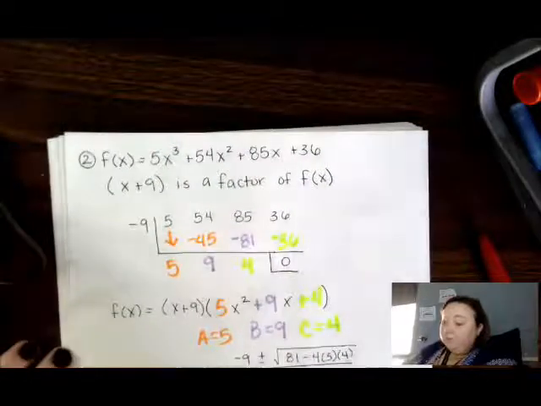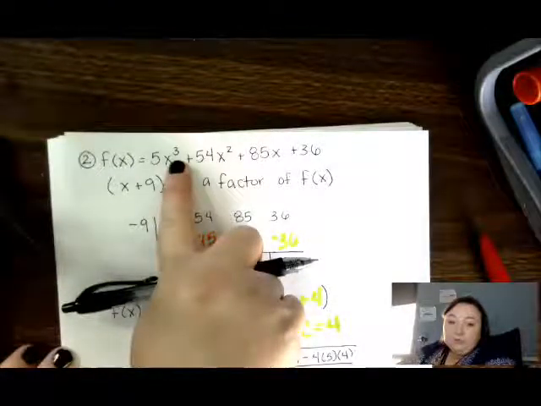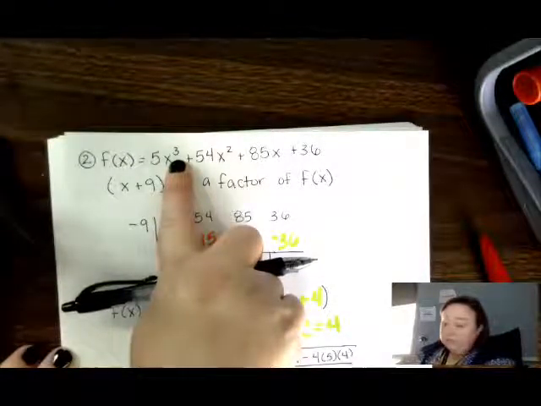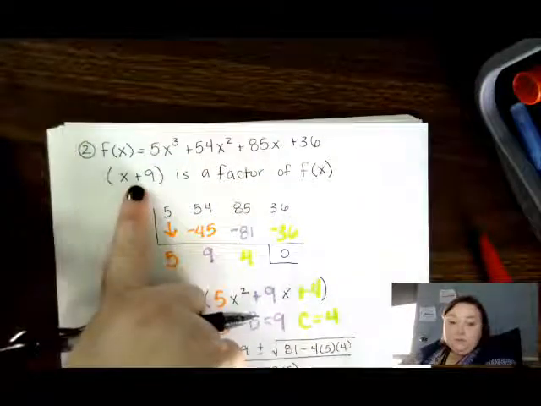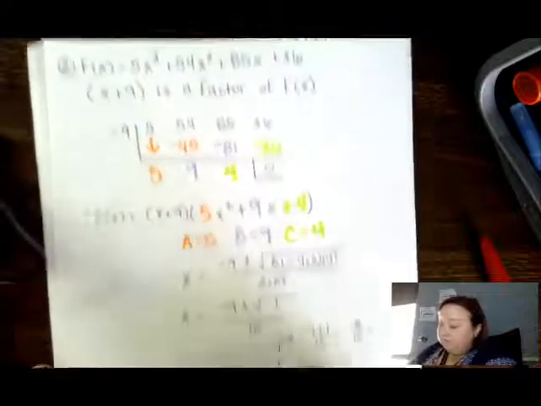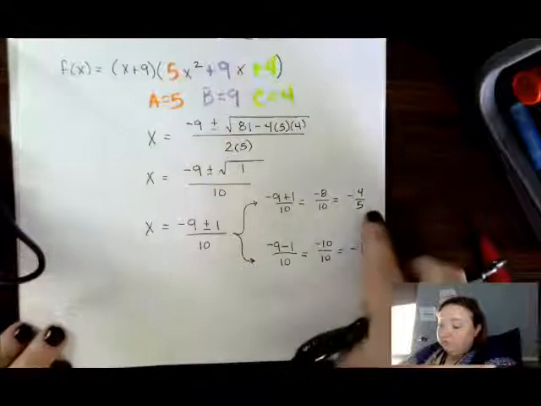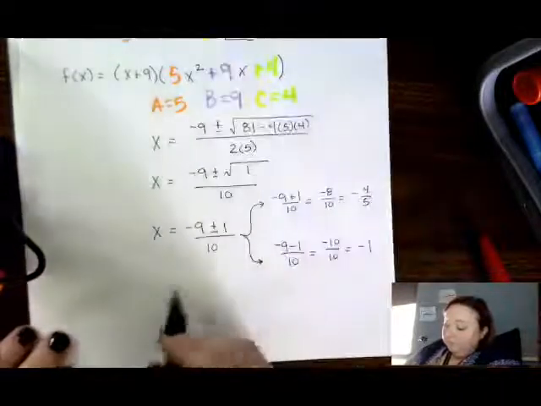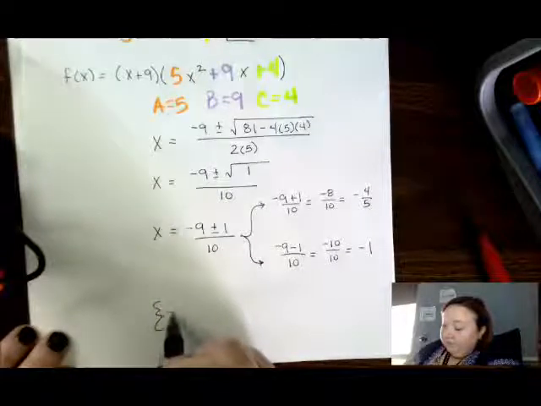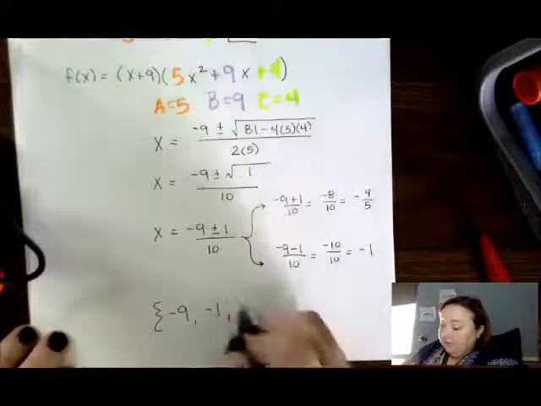So again, our polynomial is a third degree polynomial. So it means that we should have 3 zeros. One of our zeros is negative 9. And then our other 2 zeros are negative 4/5 and negative 1. So negative 9, negative 1, and negative 4/5.